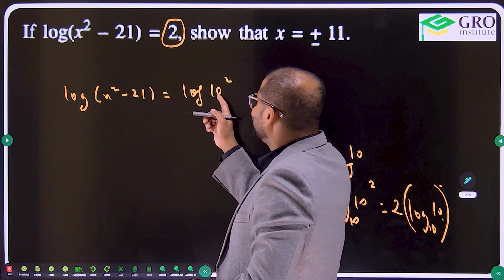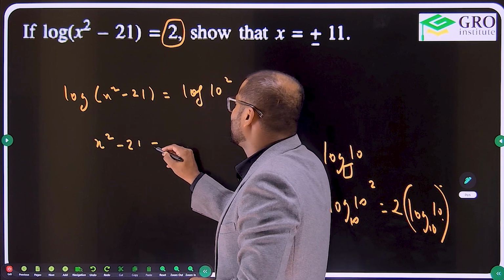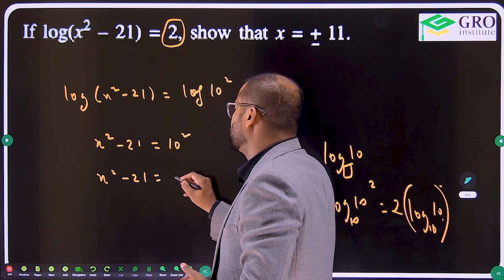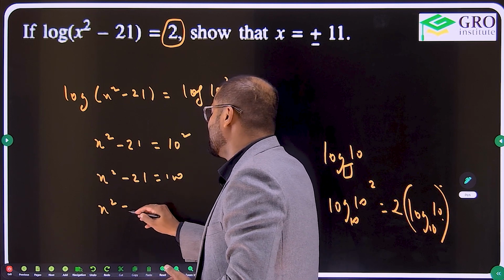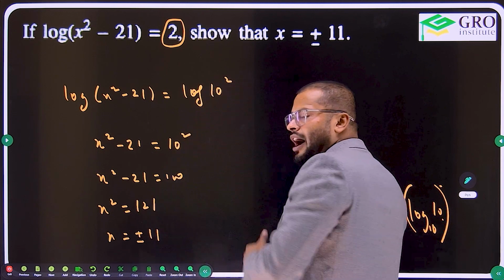So log 10 square. Now x square minus 21 is equal to 10 square. X square minus 21 is equal to 100. X square is equal to 121. X is equal to plus minus 11. Hence proved. I hope it is clear.